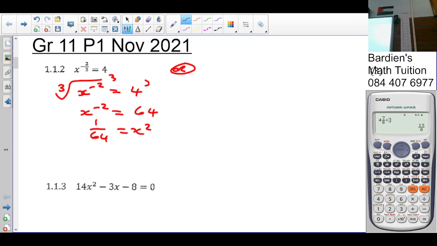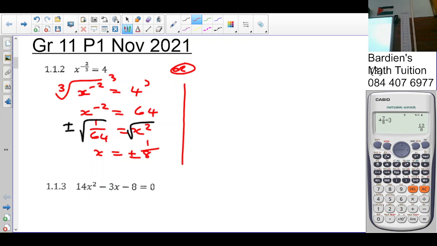To get rid of the square, I square root both sides, so it goes plus minus. So x is equal to plus minus 1 over 8. Whenever you're introducing an even root, you must not forget plus minus.